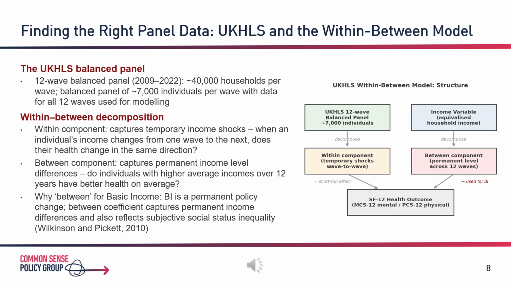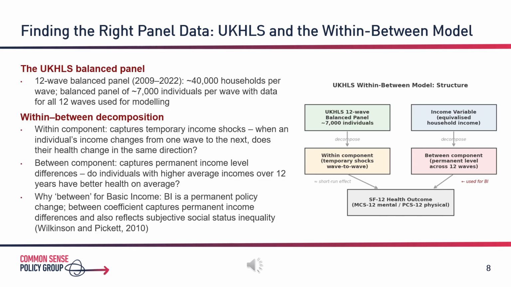When the same person's income increases from one wave to the next, factors like their childhood background, personality, and genetic health endowment cannot have changed. If their health also improves, that change is more plausibly attributable to the income change than to stable background characteristics. This is the within component of the within-between model. The between component asks a different question. Do people who have higher average incomes across all 12 waves of the study have better average health than people with lower average incomes? This captures the longer-run, more permanent income-health relationship.